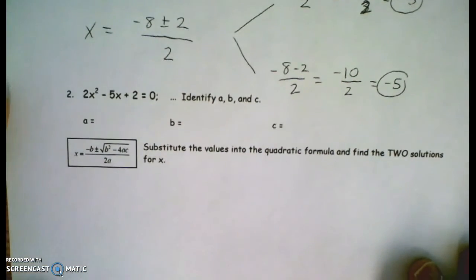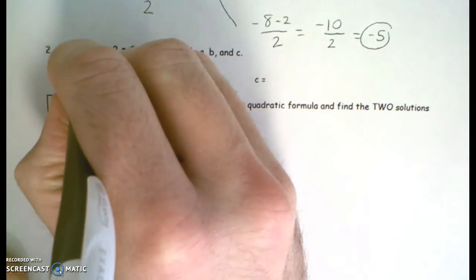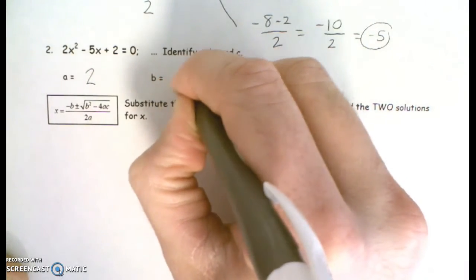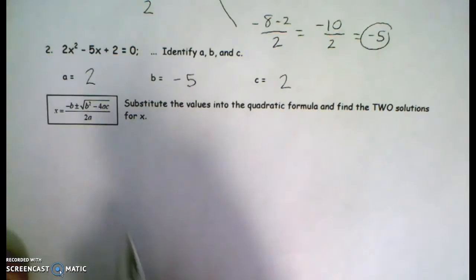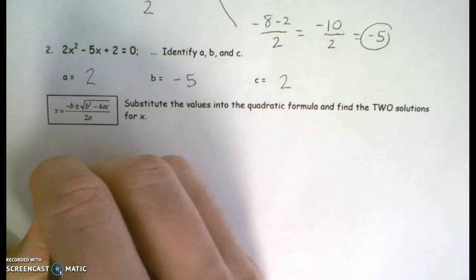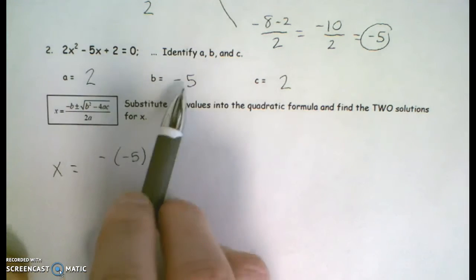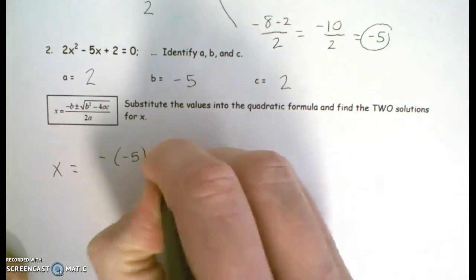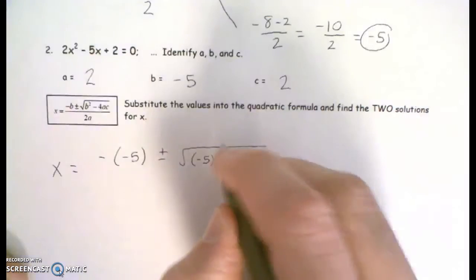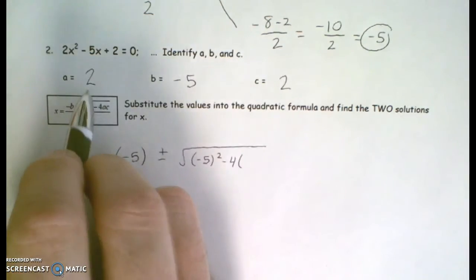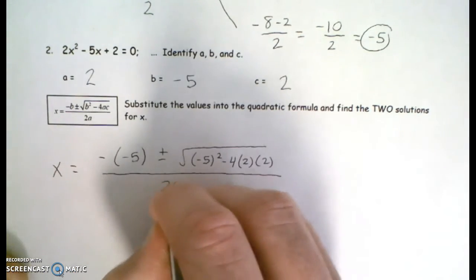Let's try the next one. Always start with your a, b, and c values, and then we just got to plug them in. So a is 2, b is -5, and c is 2. So plugging them into my formula, I have -5, because notice there are 2 negatives. There's a negative in front of b, and then b is a negative. Plus or minus the square root of -5 squared, that's my b value, minus 4 times 2 this time, because a is 2, times c, which is also 2, all over 2 times 2.